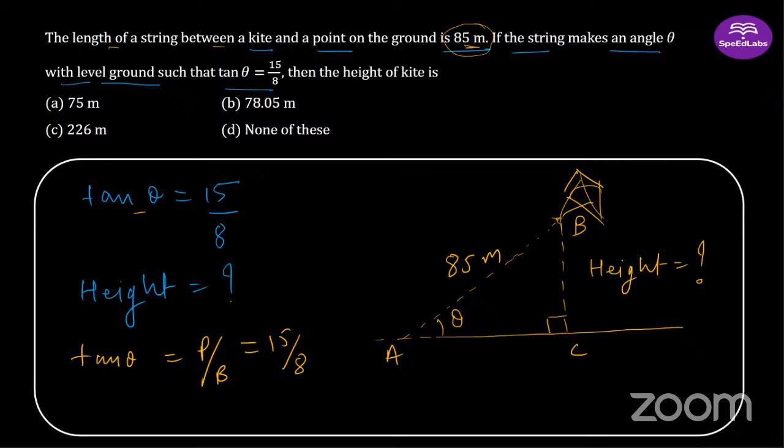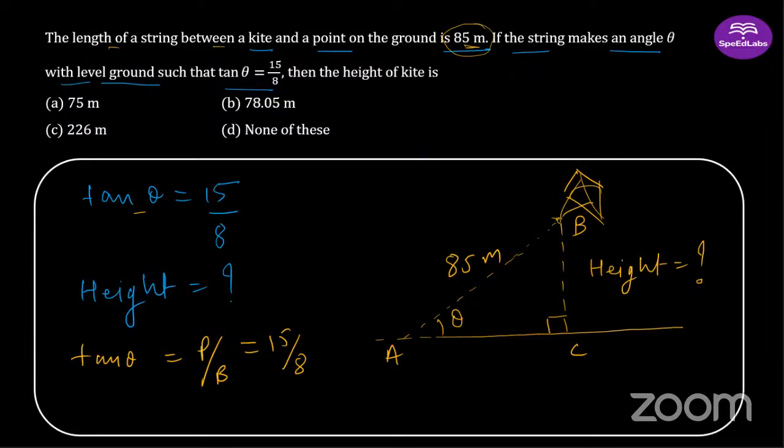We don't know the P, the height, and we don't know the base either. So the first thing we can do is find either the height or the base. See how we can find it. If I take sine theta, but in order to take sine theta I should know the value of sine theta, no? But I don't know it here.